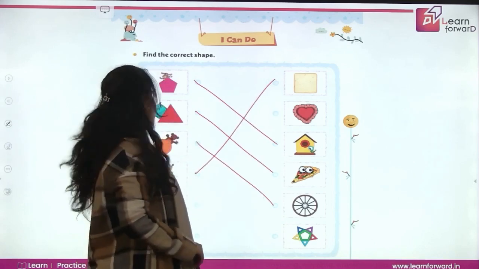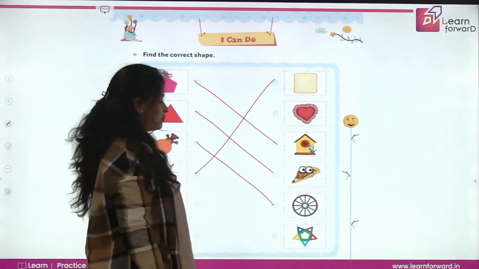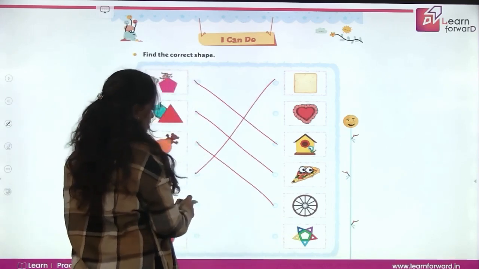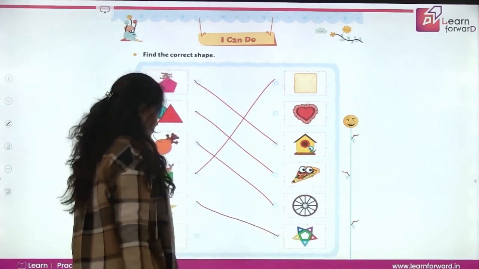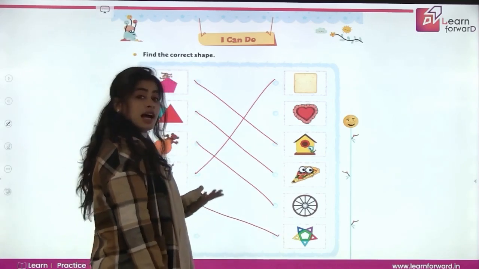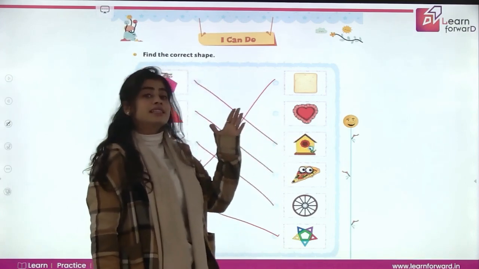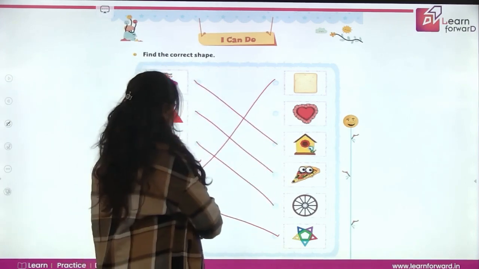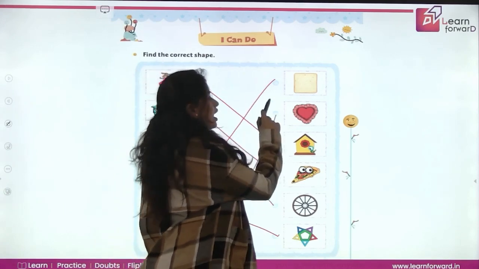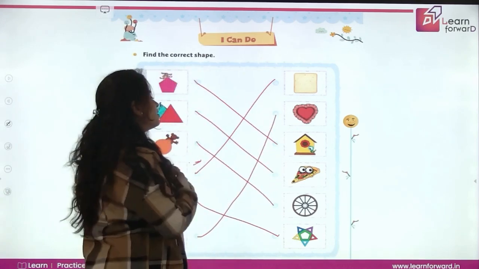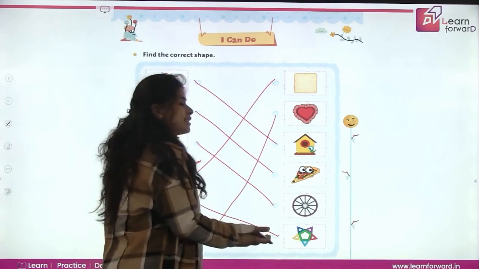Okay. Next is a star shape. So this toy is in the star shape. And the last one is heart. So this pillow, this cute heart pillow is in the heart shape. We will match this with the heart pillow. Okay. So like this we have done the activity.